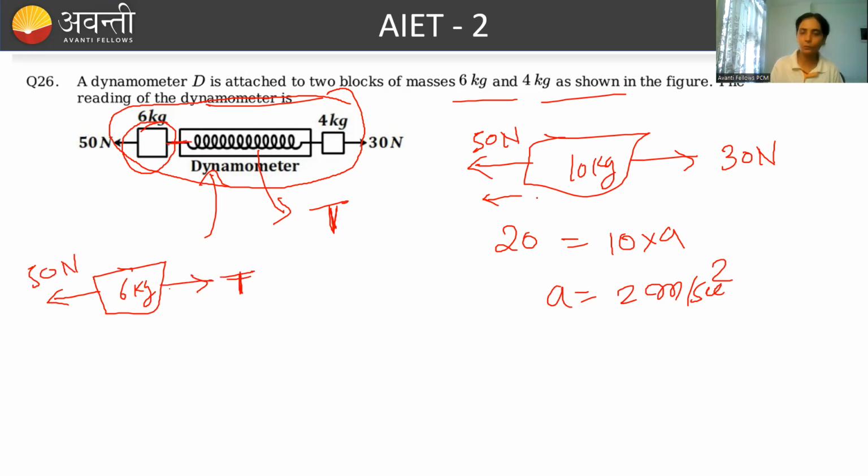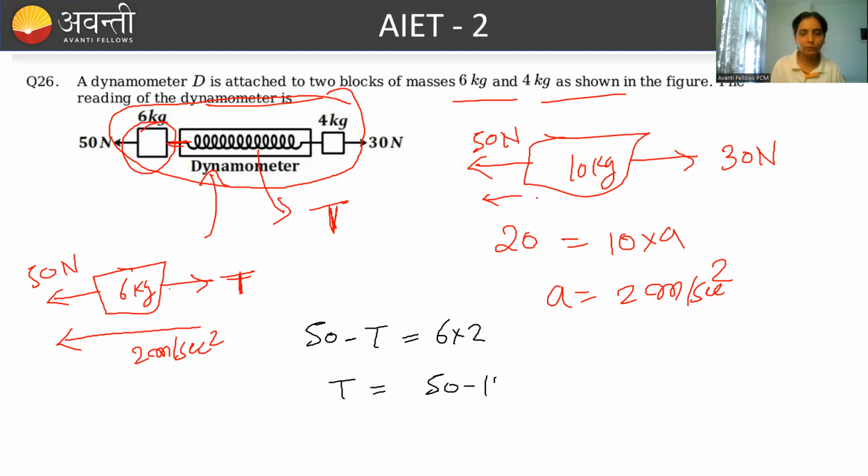This is directly attached to the dynamometer, so tension will act away. If you're going to write this, it is accelerating in the forward direction with 2 meter per second square, right? Because the whole system is accelerating forward with this acceleration. Now write the force equation. So if you write, you will write 50 minus T equal to 6 into 2, mass into acceleration. So T equal to 50 minus 12.